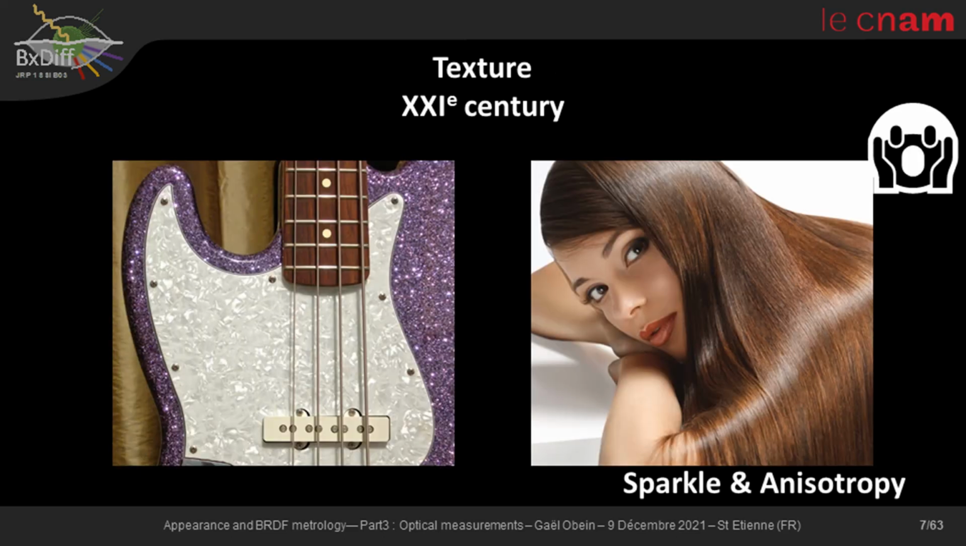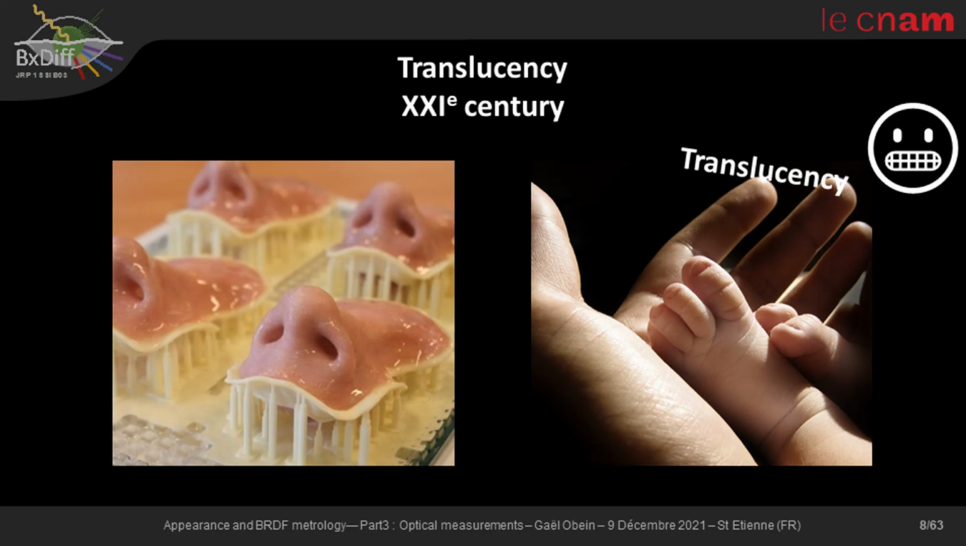Also this, that we call the sparkle. This is very small flakes, with a very high reflectance, and it gives very bright spots in a very narrow direction. Or people ask us to characterize this surface, which is anisotropic, so you have to make the measurements for all the azimuths. And also this.